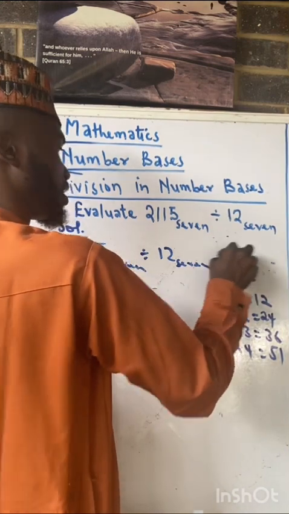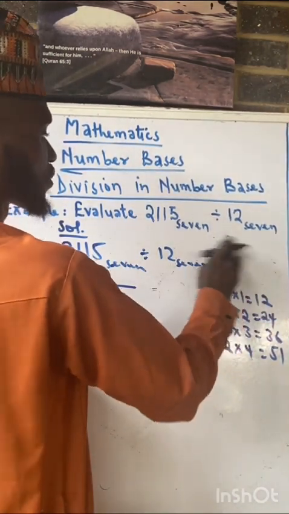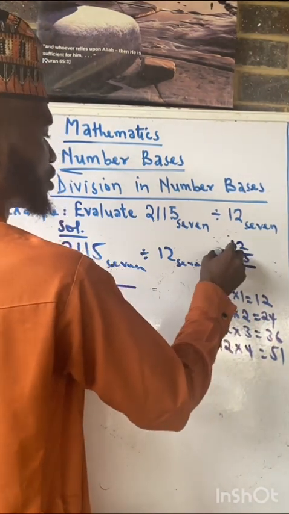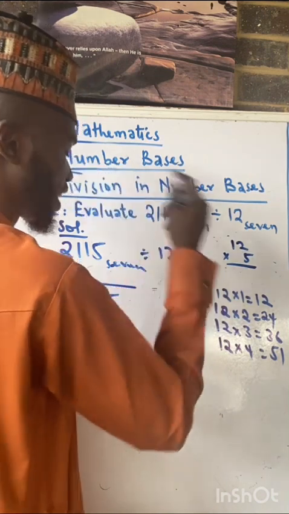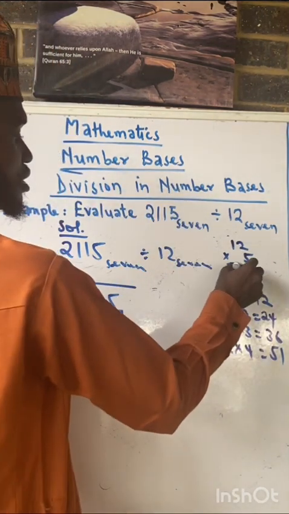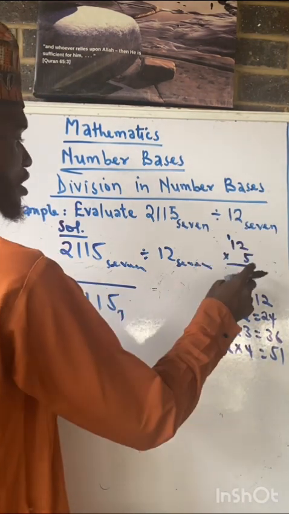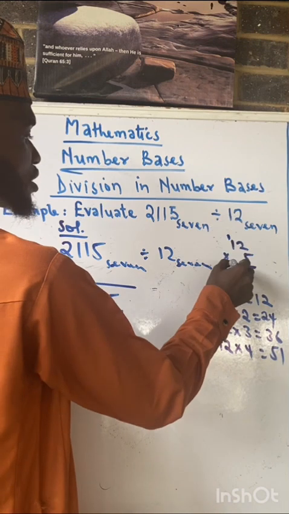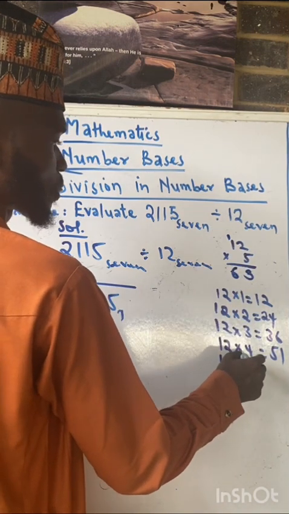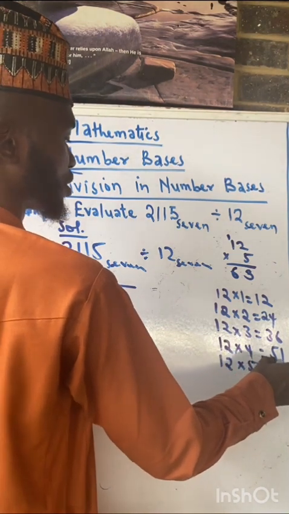Let's go to 12 times 5. What is 12 times 5 in base 7? 5 times 2, that's 10. 10 is not in base 7. We have to divide by 7. That's 1 remainder 3. Put down remainder 3, carry 1. 5 times 1, 5 plus 1, 6. That will give me 63. That means 12 times 5 is equal to 63.